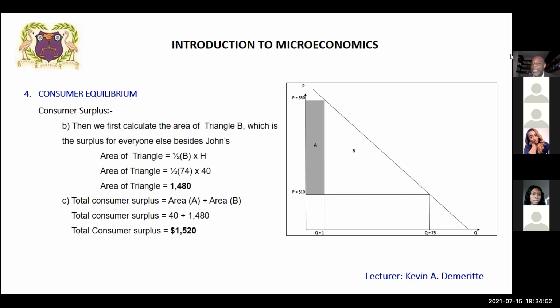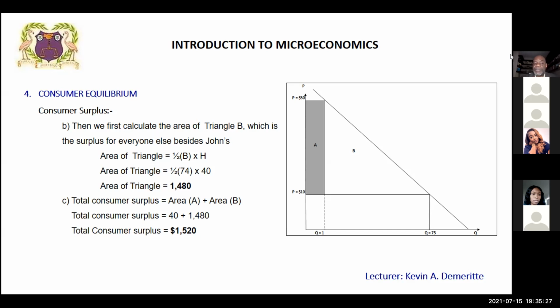Everyone else, we said the total sales of this product was 75 units. We already know that John purchased 1, so everyone else had to purchase 74. So the base of our triangle goes from 1 to 75, which is 74. The height of our triangle goes from 10 to 50, which is 40. So we end up at half of 74 times 40. You can double check my math, but I think that works out to about 1,480.